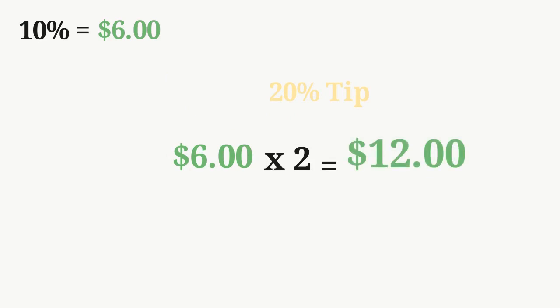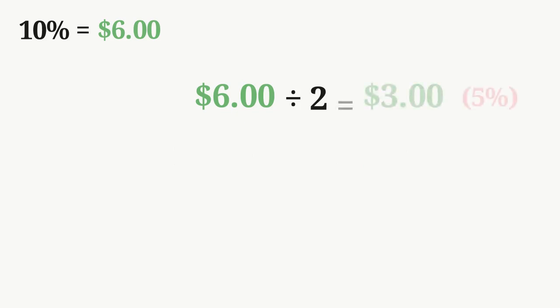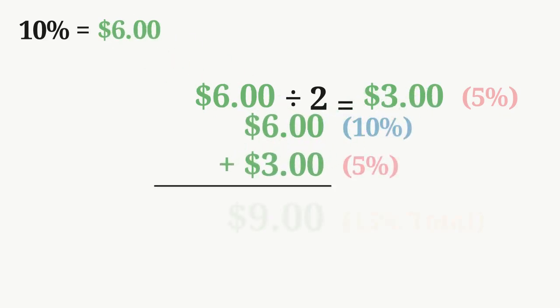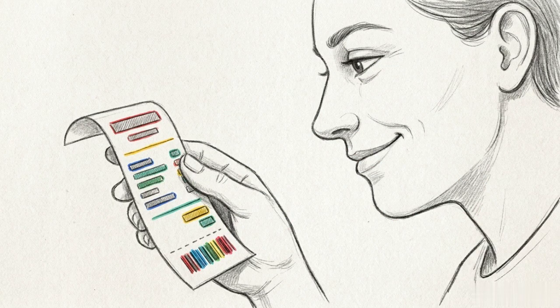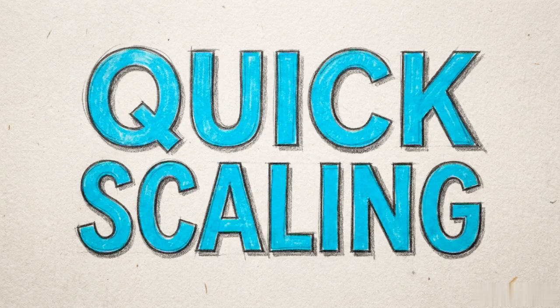From here, you can easily scale that baseline up. For a standard 20% tip, just take that $6 and double it to $12. If you want to leave 15%, take your 10% baseline of $6, cut it in half to find 5%, which is $3, and add those two numbers together for a $9 tip. Calculating your tip requires absolutely no guesswork. You are simply finding the 10% baseline and making small adjustments.